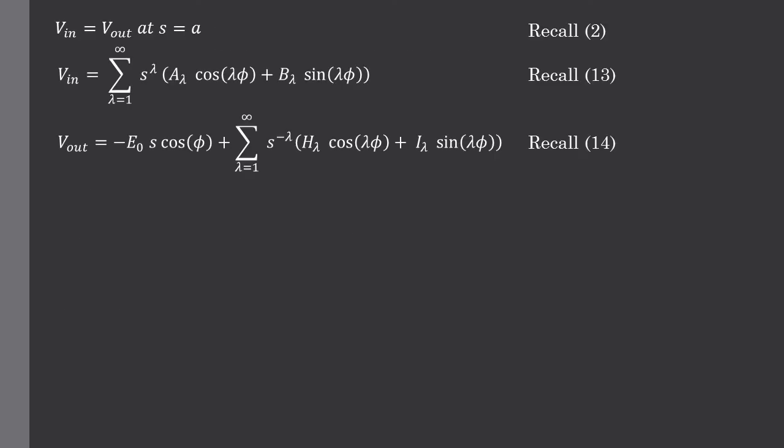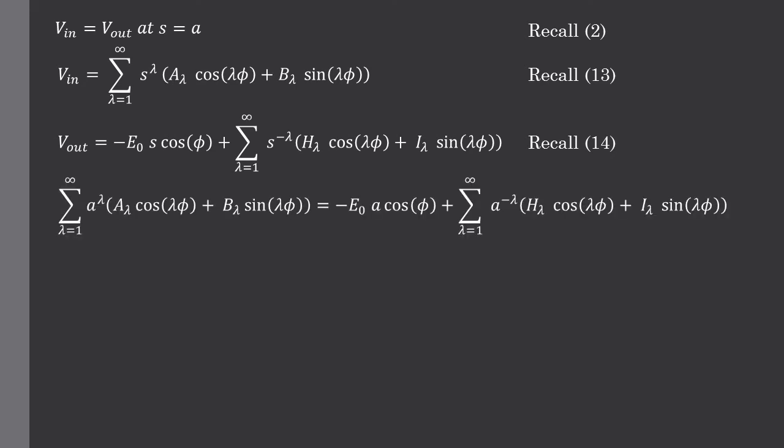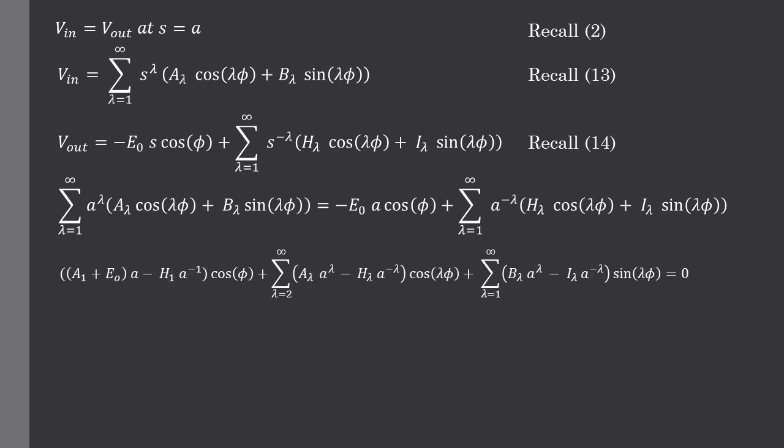So on the surface of the cylinder, we can write V in and we can write V out. And since we said V in equals V out at the outside edge of the cylinder at little a, we can just go ahead and equate them. And then after equating them, we can look at it and decide to move everything to one side of the equation. So we'll just move everything to the left-hand side of the equation. And we can also combine things.